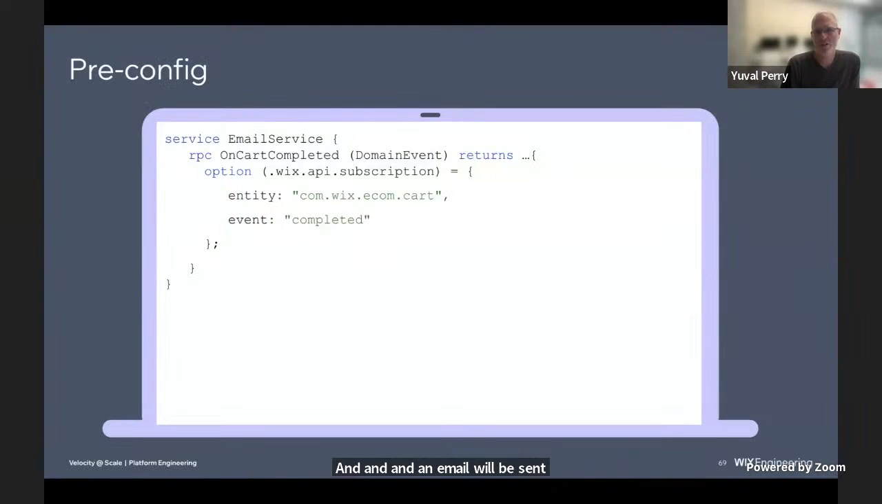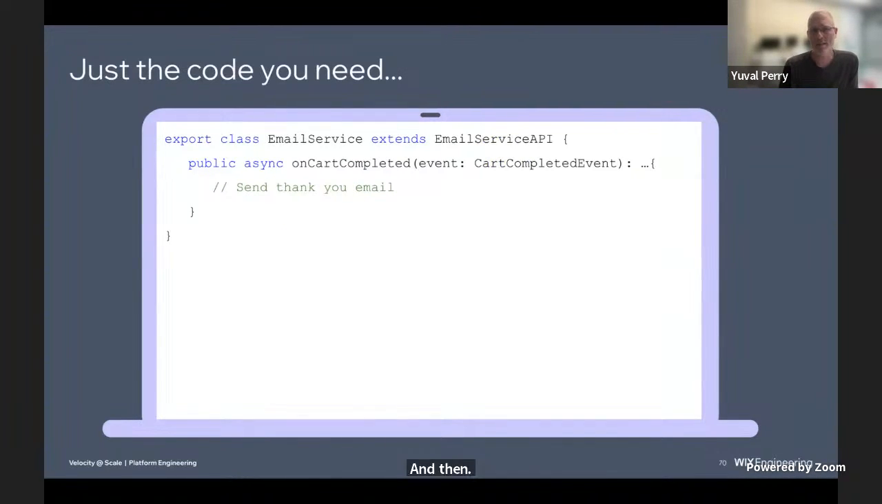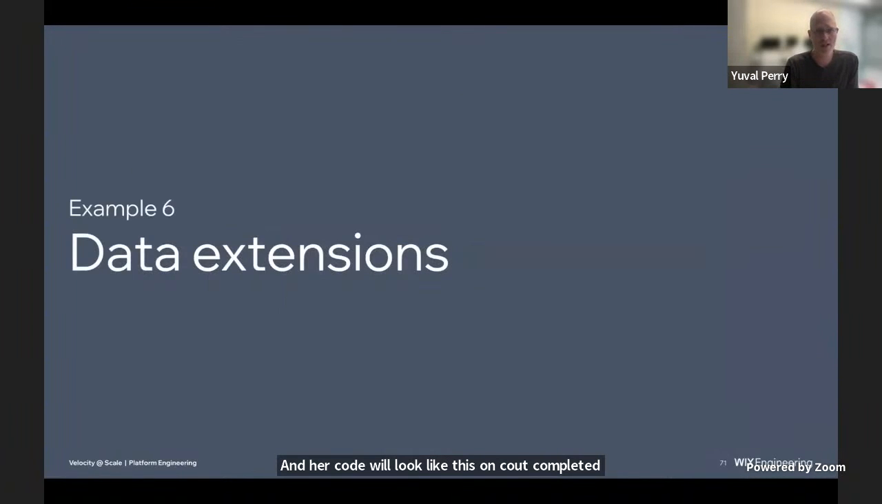So what she needs to do is, on the signature of the method, just say what message she wants to subscribe on, right? And then her code will look like this: on cart completed, and then she can write her business logic in here. Last one is a very complex one, but users use it a lot.